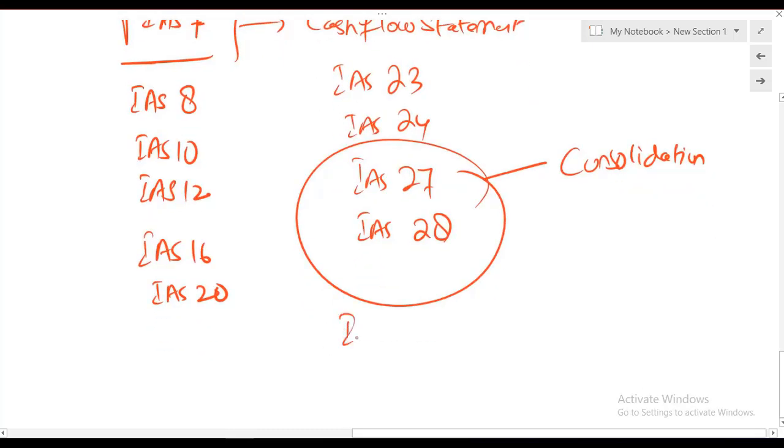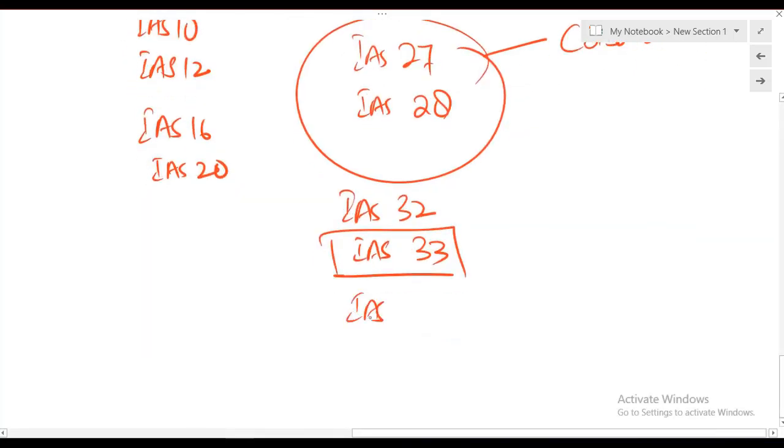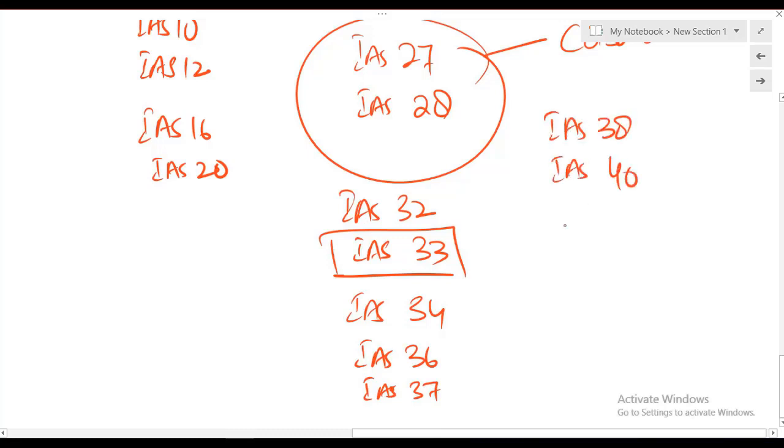We have IAS 32. We have IAS 33. We do have IAS 33 in SBR, but I would say the least important IAS. We have IAS 34 also in our syllabus. We have IAS 36. We have IAS 37. We also have IAS 38, IAS 40, we have IAS 41 also.